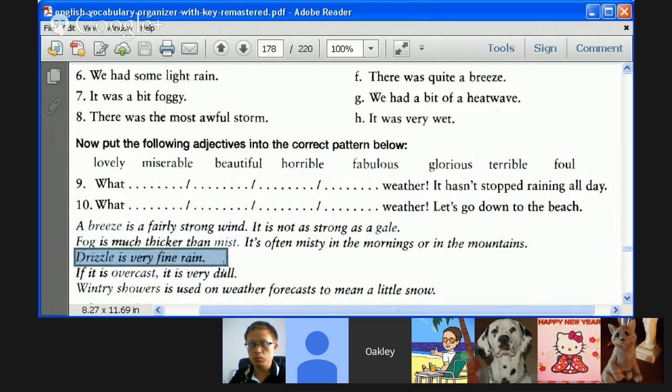I disagree with this. Drizzle is very fine rain. I call this a shower.